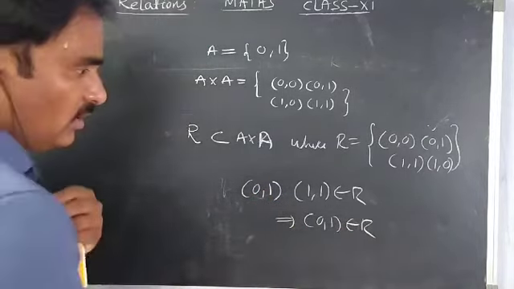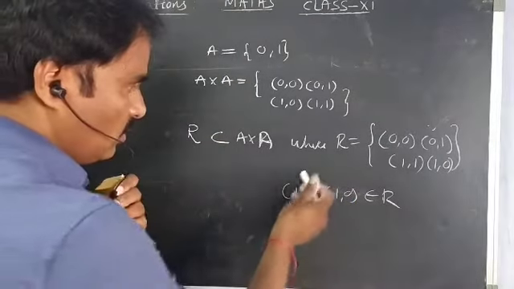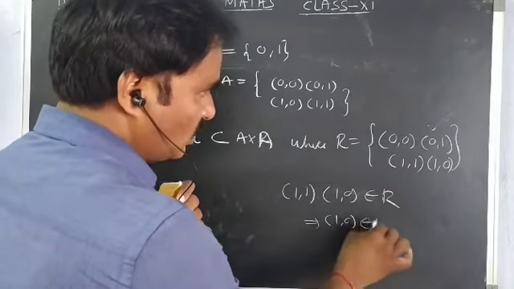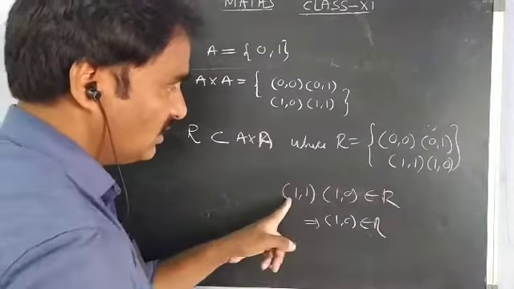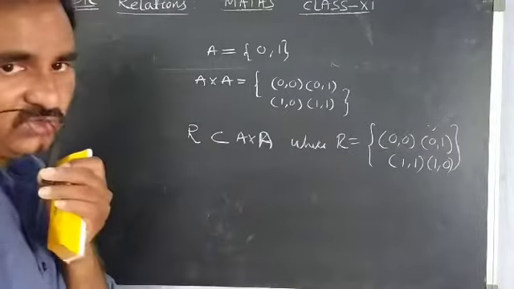So these two are also satisfying the transitive condition. Next, take these two ordered pairs 1, 1 and 1, 0 belonging to R. Now remove 1, 1 and construct the new ordered pair 1, 0. Does it belong to R? Yes, it belongs to R. So all such two ordered pairs are satisfying the transitive condition. So this is a transitive relation.